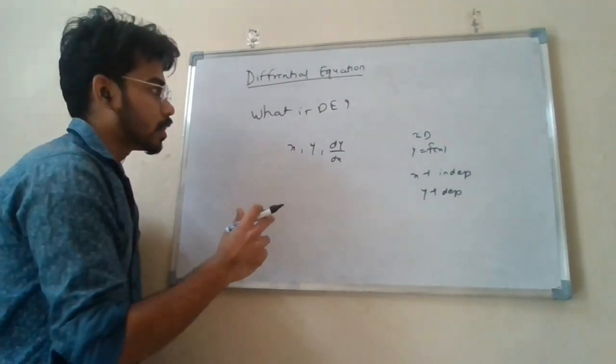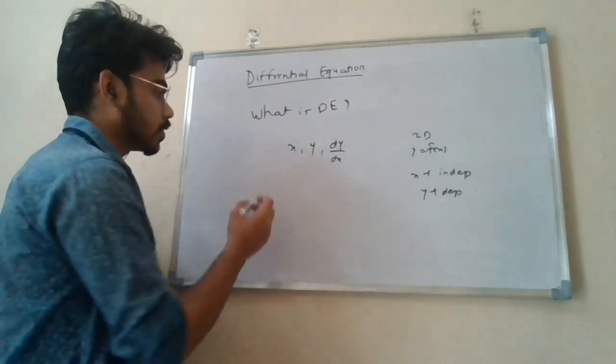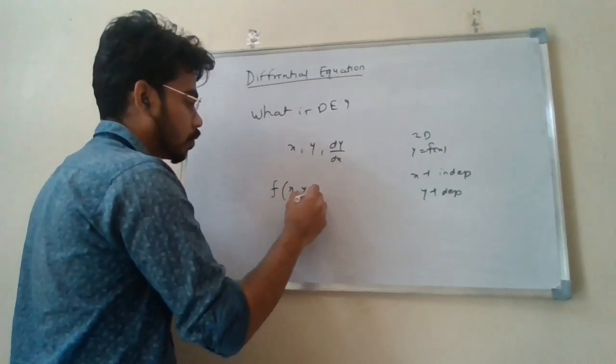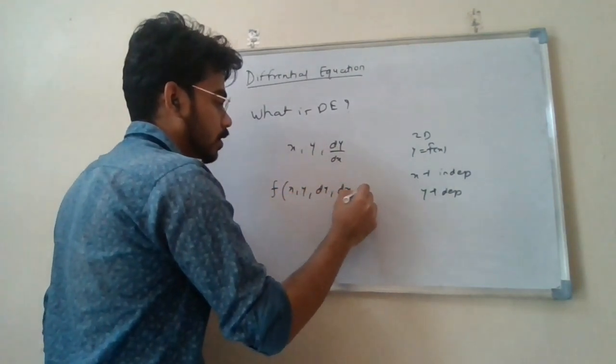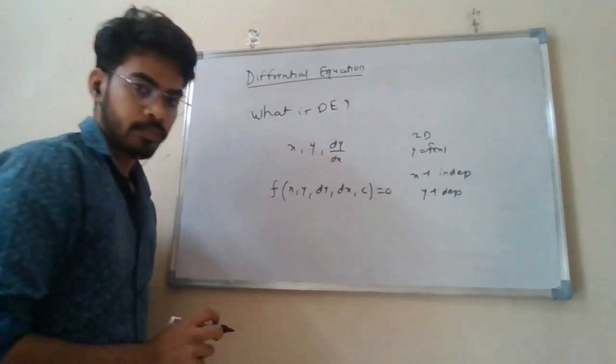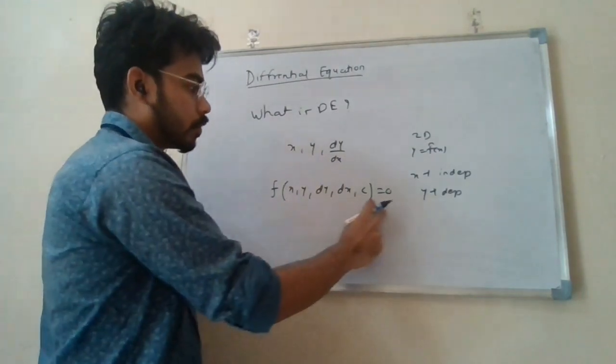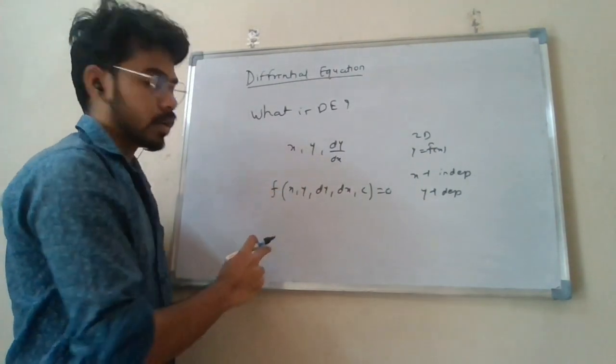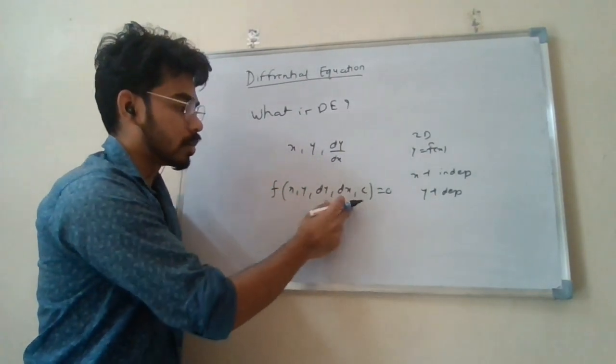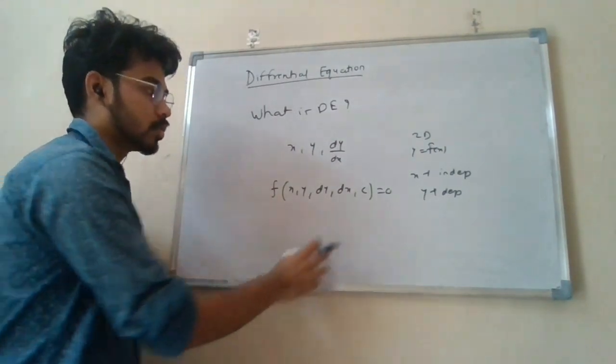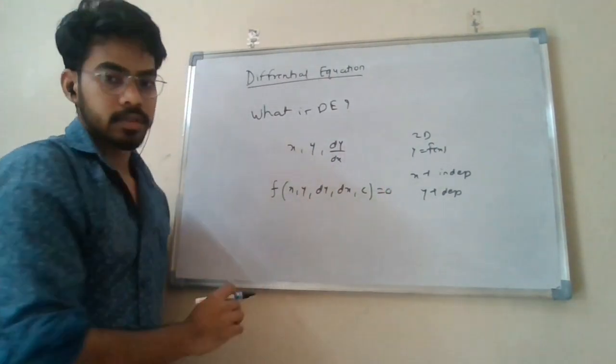Means we have to develop a function in such a way that it contains x, y, dy by dx, and some constant, which is equal to 0. So in this way, if we develop a function that contains x, y, and their derivative terms, and some constant is there, and which is equal to 0, then it is called a differential equation.